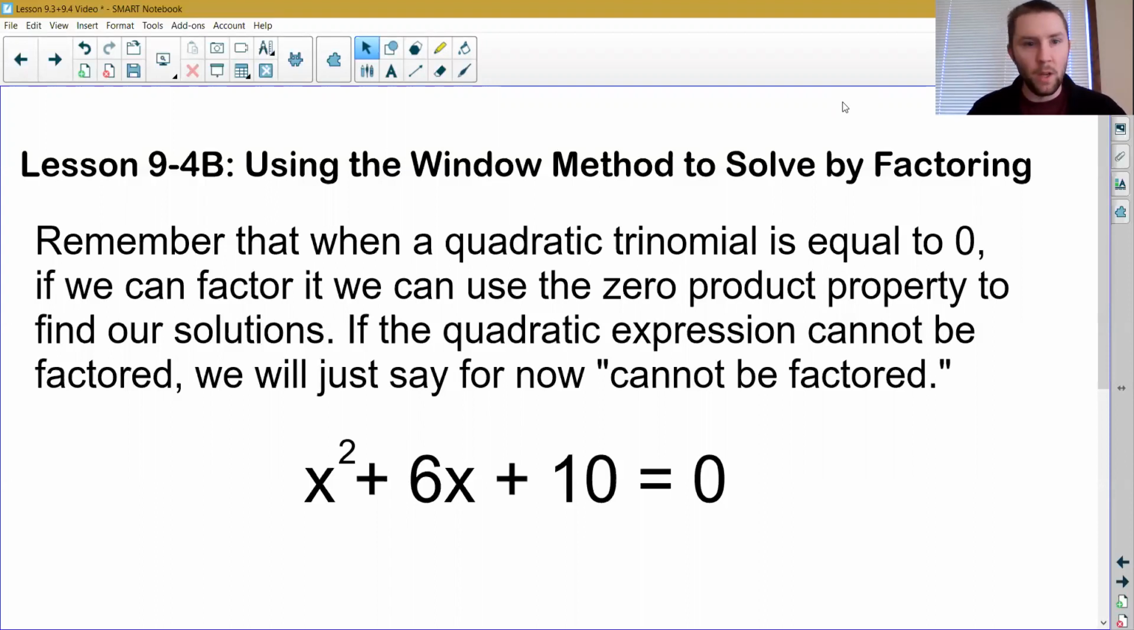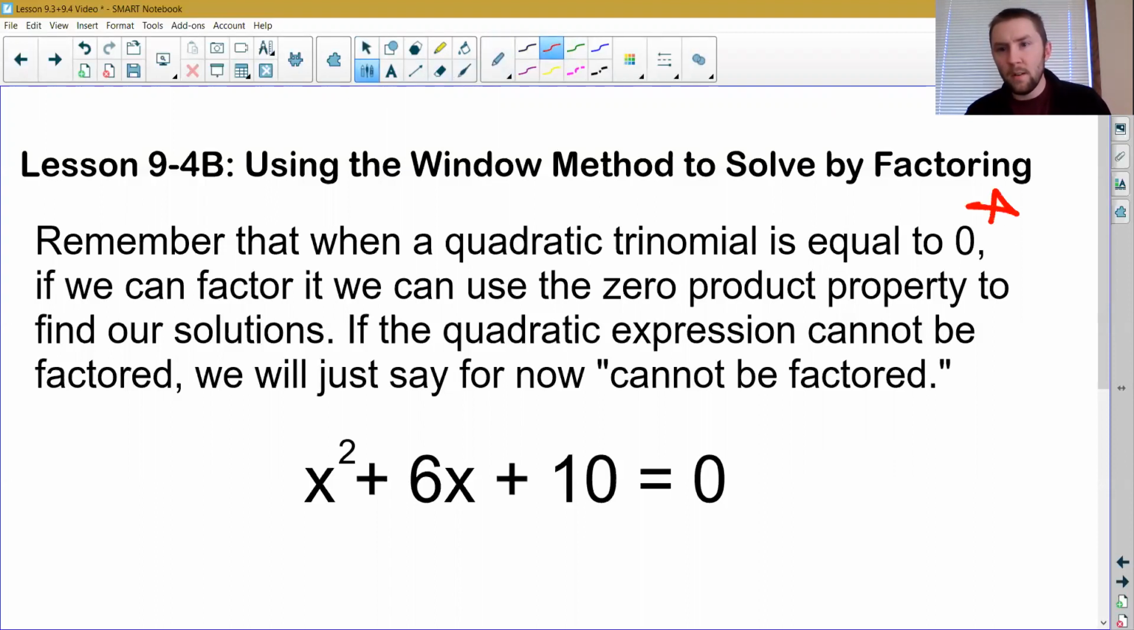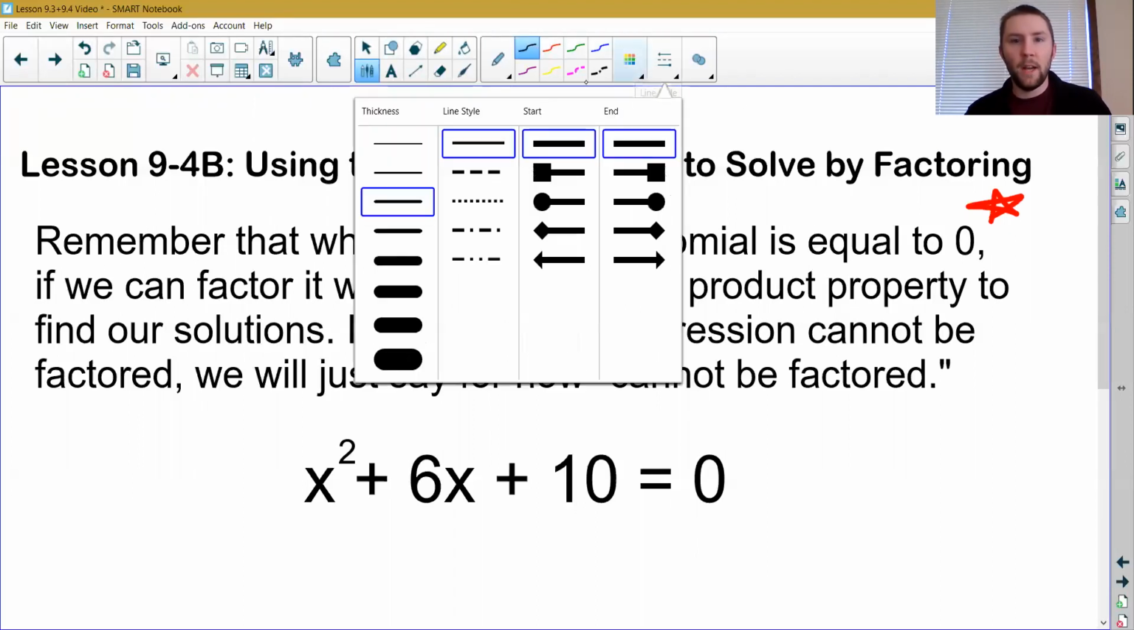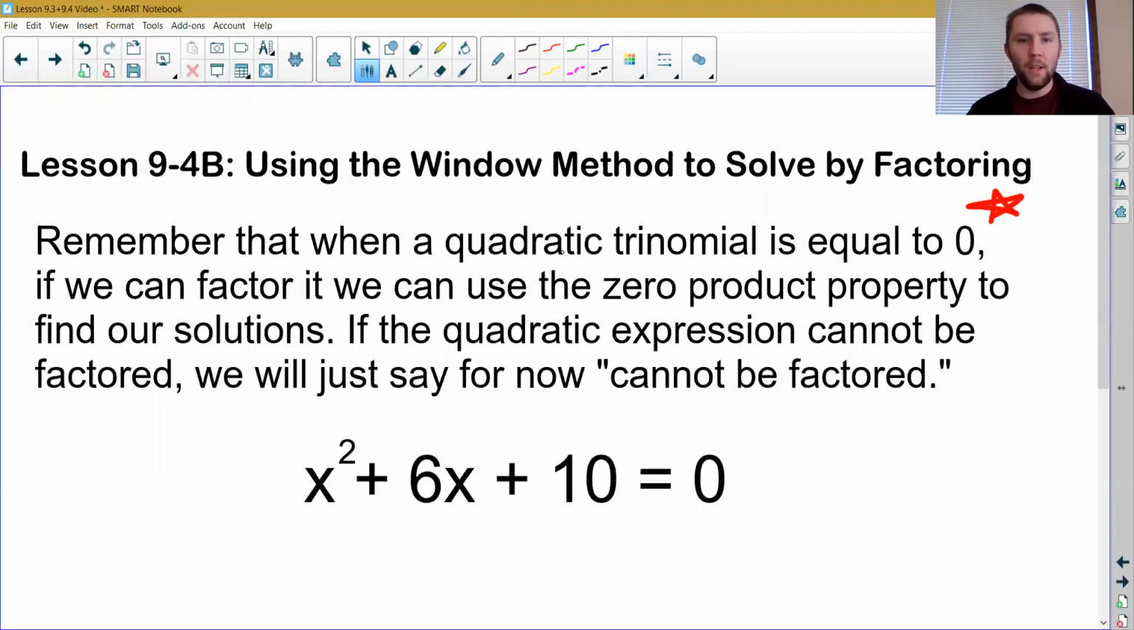to solve quadratic equations. Before we get into the window method, I just want to remind everybody what our plan is here. When we have a quadratic trinomial that is equal to 0, it is very, very important that it be equal to 0. So when we have a quadratic trinomial equal to 0, if we can factor that quadratic trinomial, we can then use the zero product property to find the solutions to that quadratic equation.